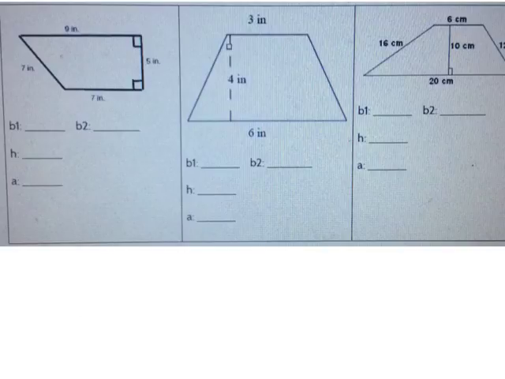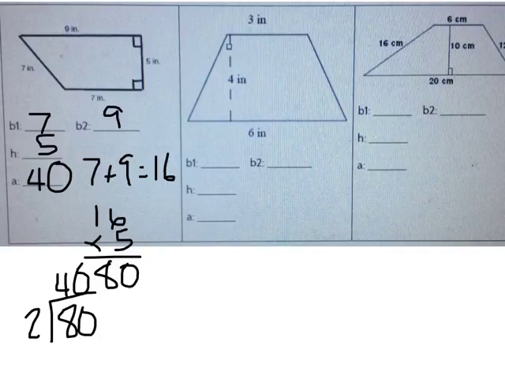Try a few more. Find the area of each trapezoid. Go ahead and find the area of the first one. The area of the first trapezoid is 40 square inches. 7 plus 9 is 16, times 5 is 80. When I divide by 2, I get 40.